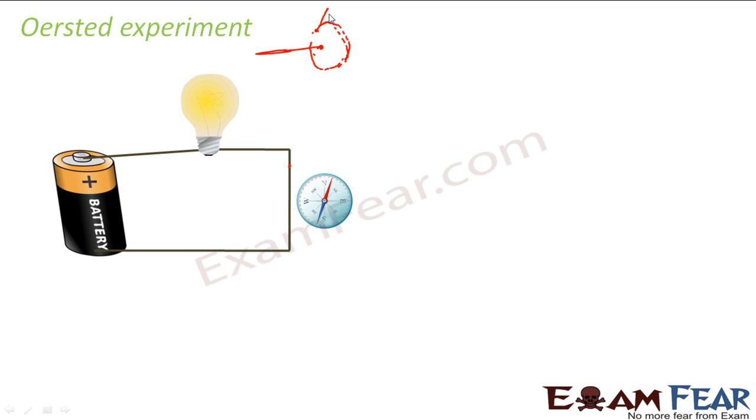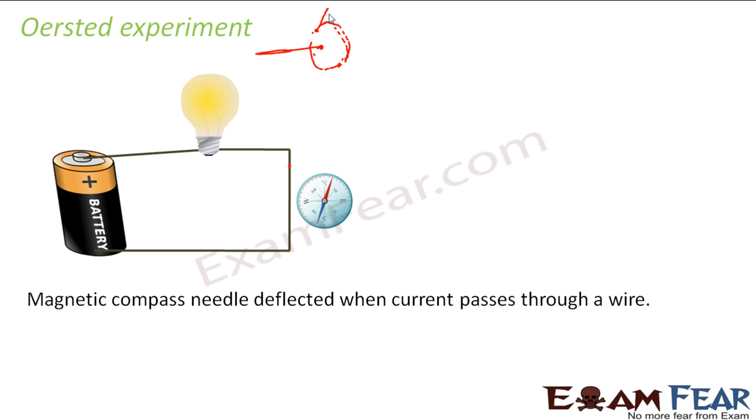So that was all that Oersted concluded. He concluded that any wire which is conducting current produces a magnetic effect, that means it produces a magnetic field. So electricity has a close relation to magnetism. He also observed that the direction of the magnetic field was a tangent to a virtual circle drawn taking the wire as the center. So this was what Oersted concluded: a magnetic compass needle is deflected when current passes through a wire.